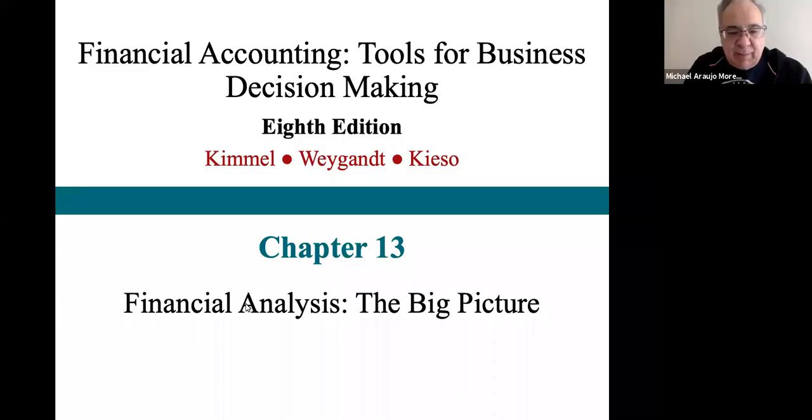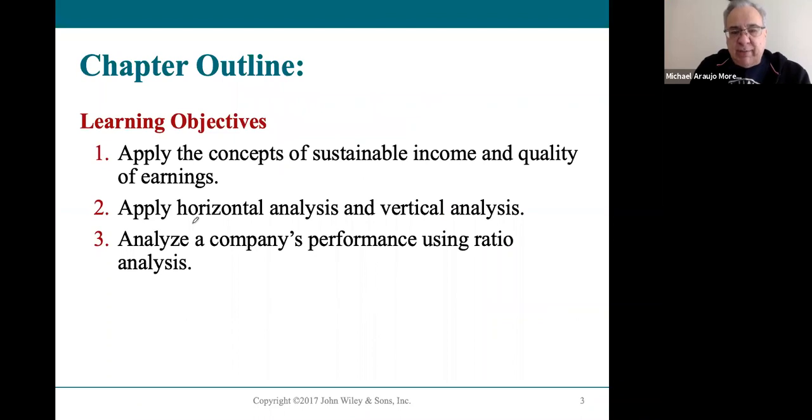So we've come to the end. Chapter 13 is the big picture financial analysis. But before we can actually do some financial analysis, the first learning objective looks at some concepts that are important to understand. Then we'll be getting into the analysis. Our first stop is going to be looking at something called horizontal and vertical analysis. So I think we'll be able to get through that today. And then the big kahuna is for next class, which is ratio analysis.